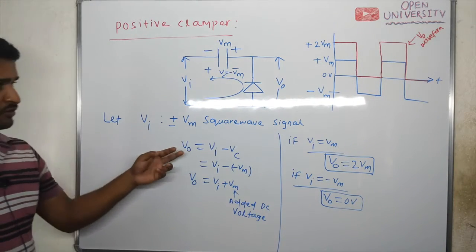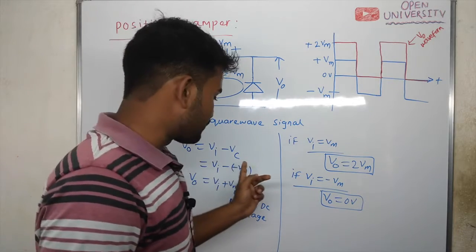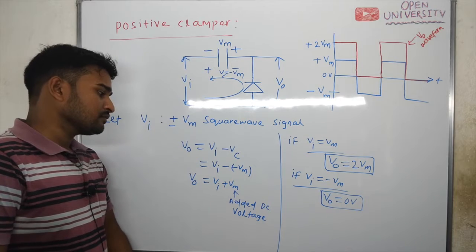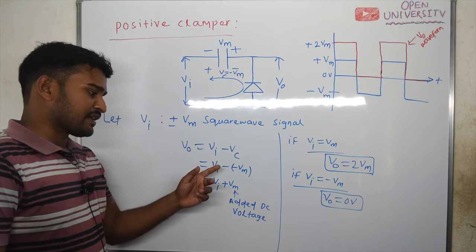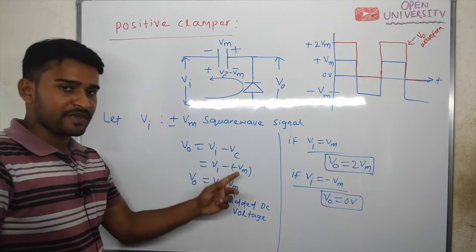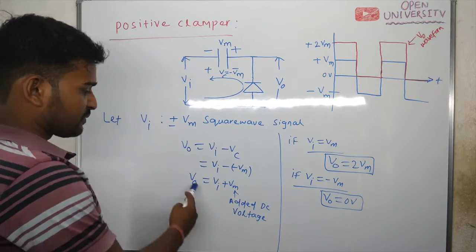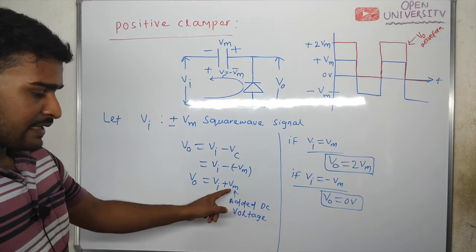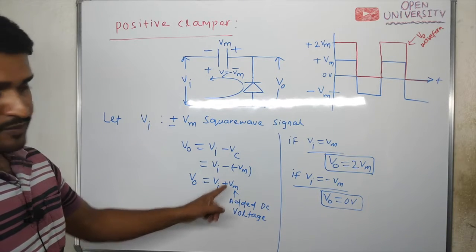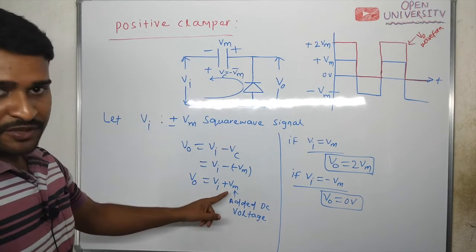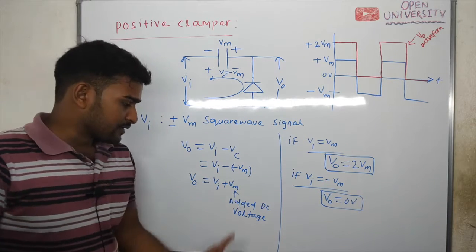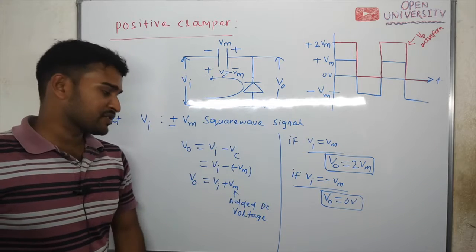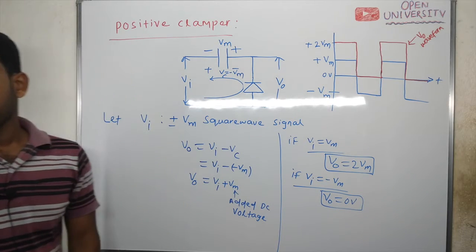Write down this equation: V naught equal to Vi minus Vc, then Vi minus Vc, where Vc equal to minus Vm, then V naught equal to Vi plus Vm. This is the DC voltage that is added to the input waveform. Since it is a positive clamper, it will add positive DC voltage. This is the DC voltage Vm. Why is it DC? Because the capacitor voltage is constant.